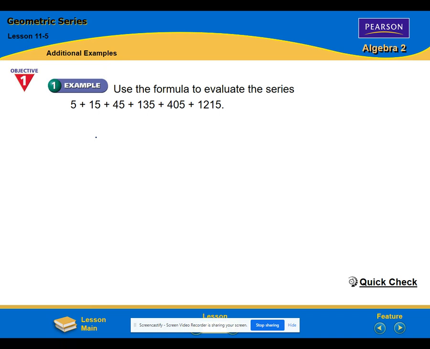We'll do that by doing S sub n, which is S sub 6, right? 6 numbers, is equal to the first term 5, A sub 1, times 1 minus r to the n. Well, r, how do you get r? Well, one way to do that is to say, how do you get from 5 to 15 and then 15 to 45 and then 45 to 135? That's multiplied by 3. The r value is 3. Again, I'm using the formula from the previous page. Another way to do that would be to take a current term and divide by the previous term.